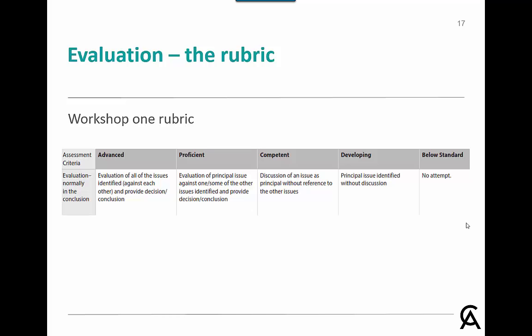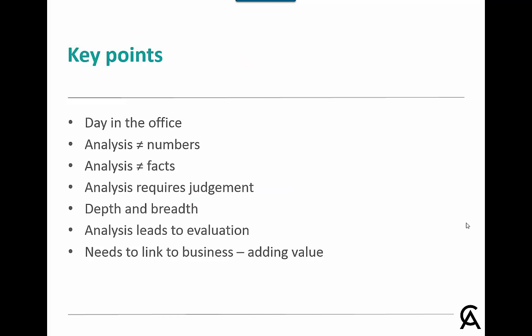Go back to all those things we've analysed, and we bring it all together. We evaluate, this is good, this is bad, from these analysis issues that we've come up with. And we come up with a decision and a conclusion and maybe solving business problems. Once again, I suggest you stop the video and have a look through the 5 levels from advanced down to below standard. Just going to recap now the key points that I started the video with.